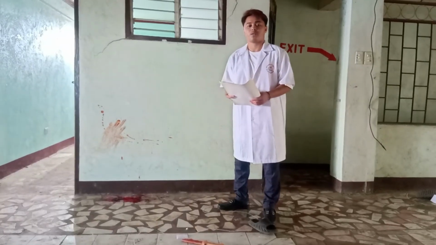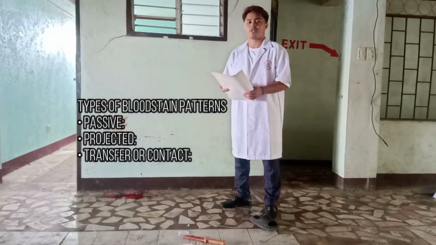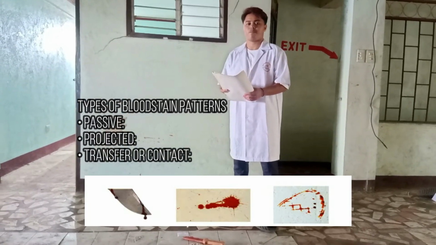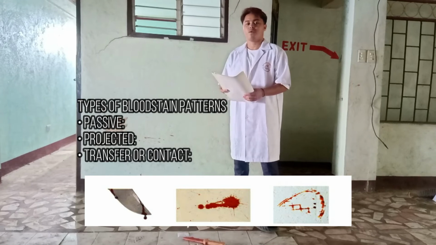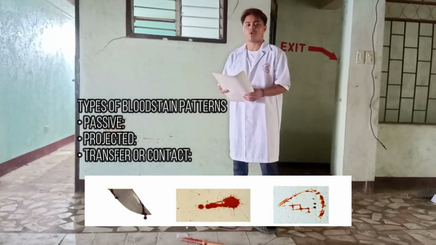Types of blood stain patterns. There are three types of blood stain patterns. First is passive. Second, projected. Third is transfer or contact.